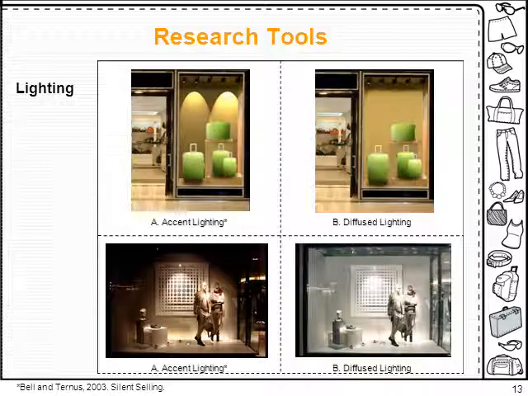From the content analysis on design elements, lighting becomes the second most important factor affecting the mood and feeling of the target customers. There are two types of lighting selected and used in this study, which were accent and general lighting.